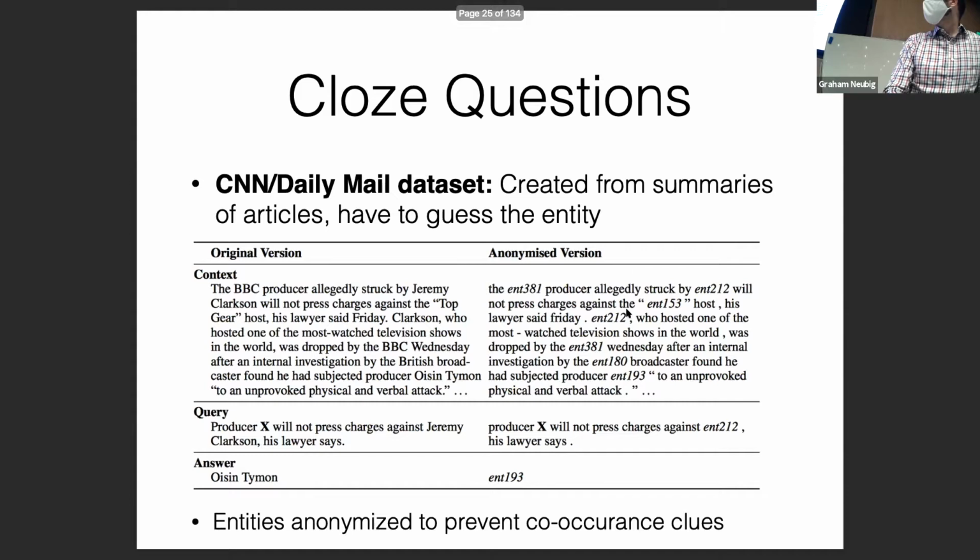In the CNN Daily Mail dataset, they also made a harder version of this where they anonymized it to try to remove the actual entity names. The reason is they wanted to focus on whether the model is able to read and reason about the passage, as opposed to whether it's able to serve as a language model and just fill in blanks based on the knowledge it has a priori. So that's the thing on the right.